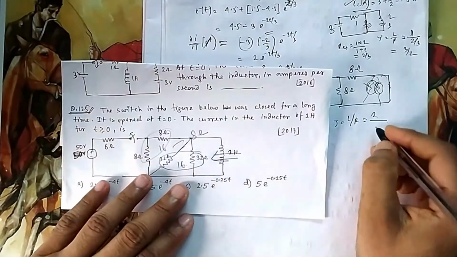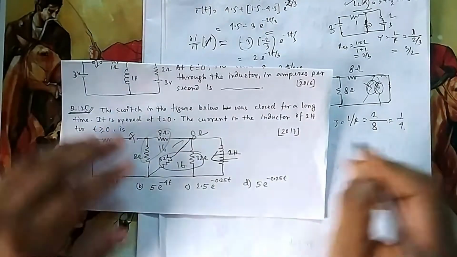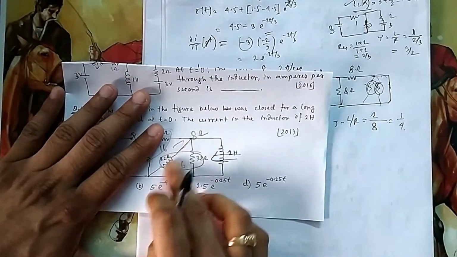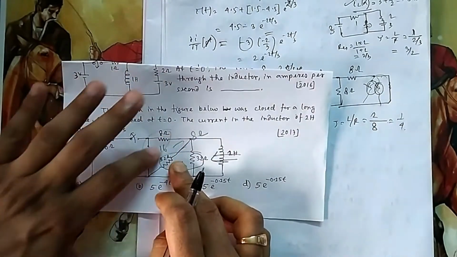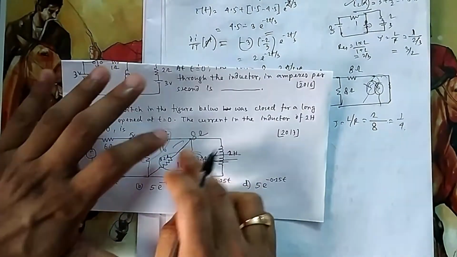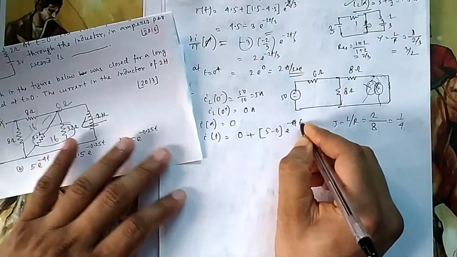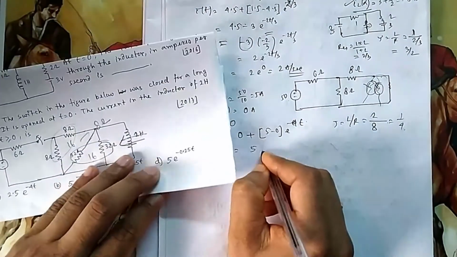So I am directly writing it is 1 by 4. You are looking from the inductor. So these two are parallel 16. So you will find a 16 here and you will find a 16. So these two are parallel branches, 16, 16, again you will get 8. So if you put it here, then it will be 40. So I think you got e to the power minus.